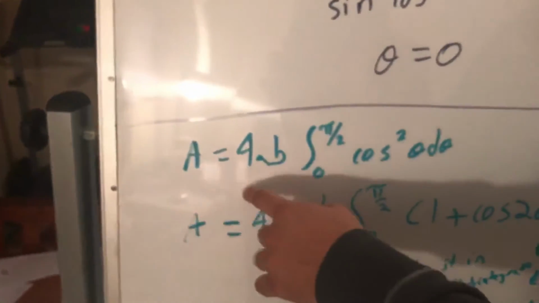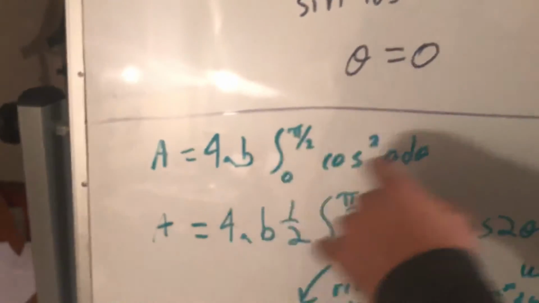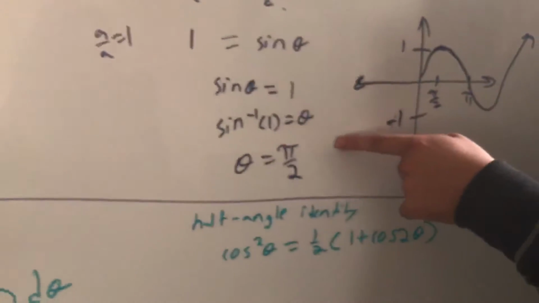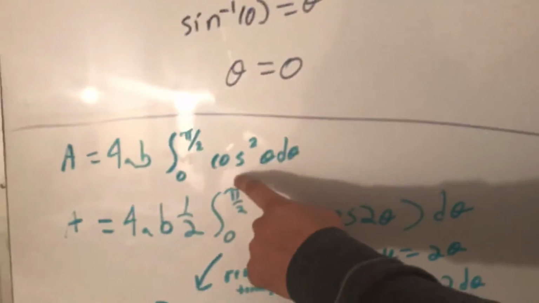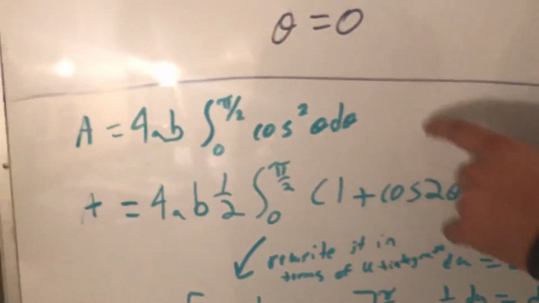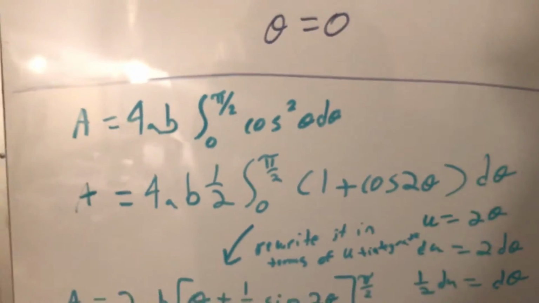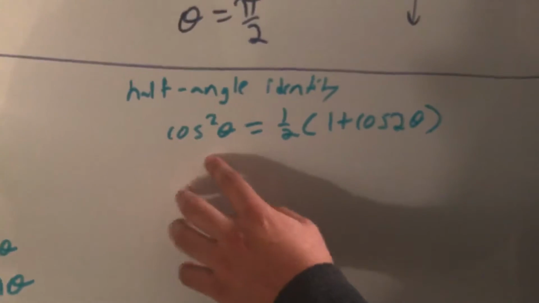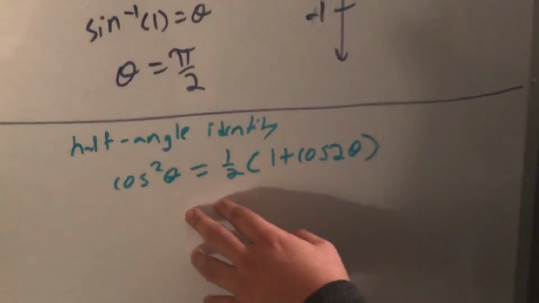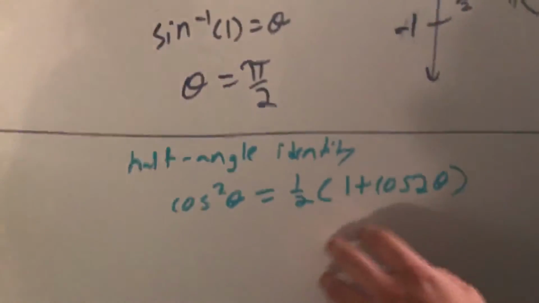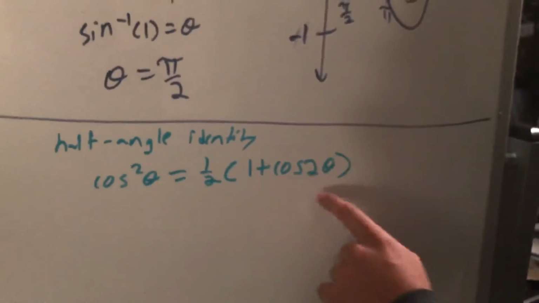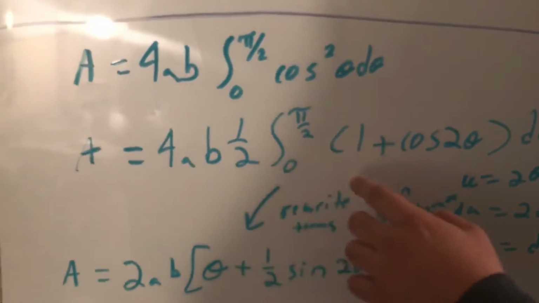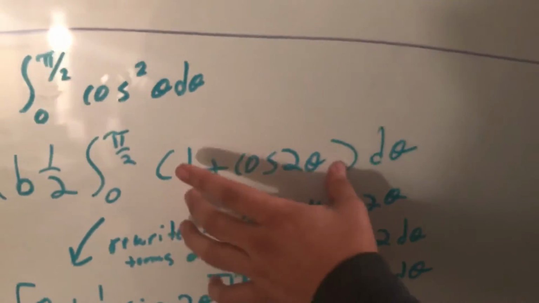We have our area is equal to 4 times a over b of the definite integral from 0 to pi over 2 of cosine squared of theta d theta. That's from what we did before. Now we're going to use the half angle identity. Instead of writing cosine squared of theta, we're going to write it as 1/2 times 1 plus cosine 2 theta. We'll move that 1/2 to the outside of the integral and leave the numerator.